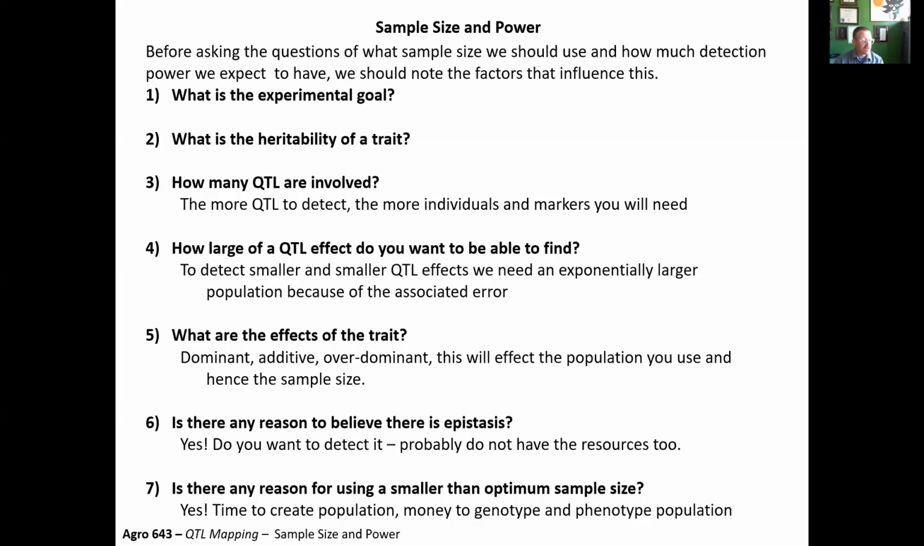So is there any reason to use a smaller than optimal sample size? So yes, with a caveat. If your goal is to write a publication or to graduate, then maybe that makes sense. If your goal is to conduct meaningful improvement in a crop, then no. I would say you'd be much better off taking the same amount of money and doing something more useful with it.